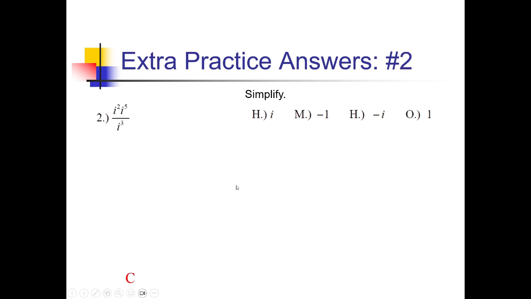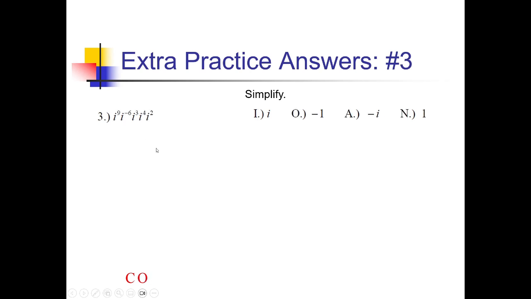All right, next up, we have a fraction going on here. Before I do any division, though, I'm just going to multiply the stuff in my numerator together. So we have i to the 2 plus 5, or i to the 7th up there. And now if I'm dividing, I'm really subtracting the exponents. So this is i to the 7 minus 3, or i to the 4th. i to the 4th is really just the same as i to the 0, which is just going to be 1. So if it's just 1, that means we're picking choice O, so we have a CO going on.